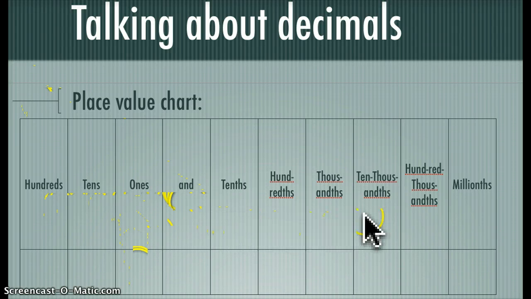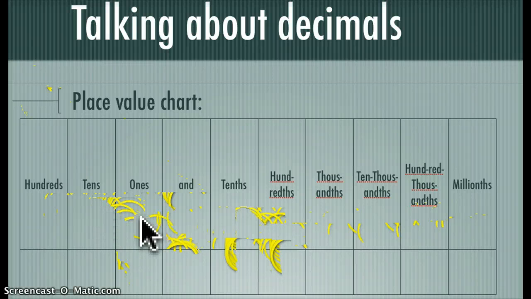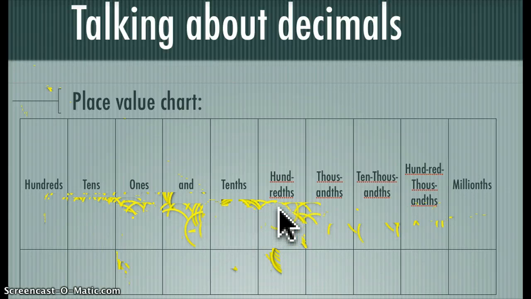After the decimal point, we have the different place values that represent the decimals. This column is tenths, this column is hundredths, and so on. You can see that before and after the decimal point, the place values mirror each other. For example, tens and tenths match up. Hundreds and hundredths match up. The only difference is that after the decimal point, all of these place values end with "ths."